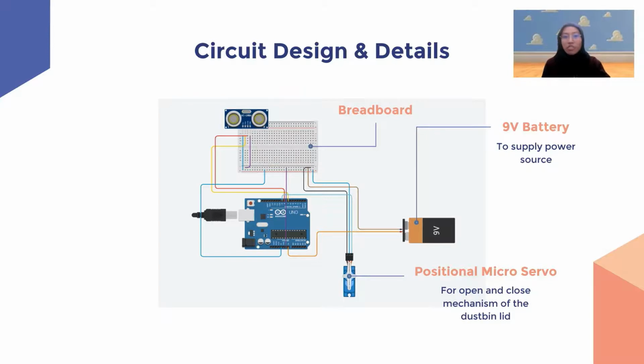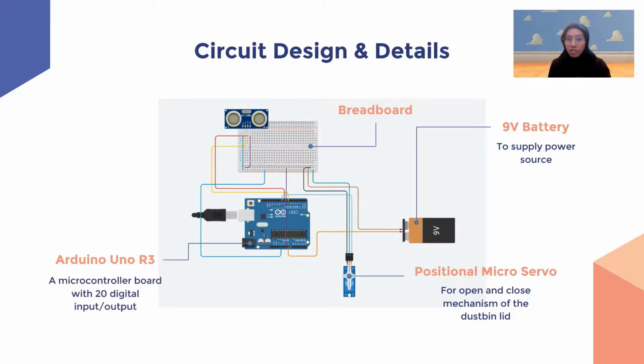Alright, moving on to the fourth component, which is the Arduino Uno R3. This Arduino Uno R3 is a microcontroller board based on the ATmega328 microcontroller, which consists of 20 digital input or output pins, a 16 megahertz resonator, a USB connection, a power jack, an in-circuit serial programming header, also known as the ICSP header, and also a reset button.